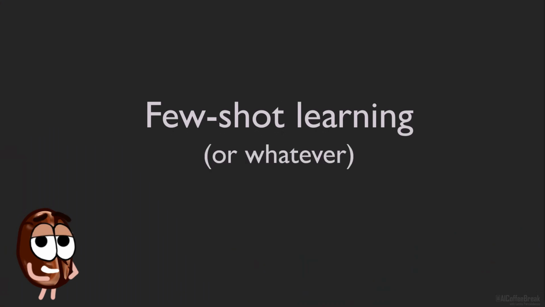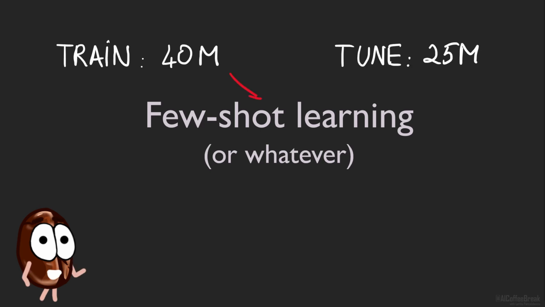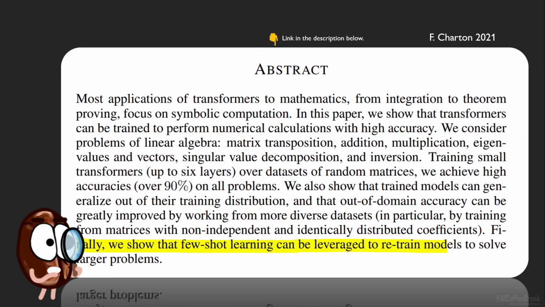Few-shot. The argument of the authors here is that the models trained on small matrices, like 5 times 5, do not generalize to larger matrices. Then the model trained on 40 million examples can be further trained to also solve bigger matrices with about 25 million more examples. Okay, sounds fair. But what does not sound fair is that this is put into relation with the word few-shot. Is 25 million examples few-shot now?